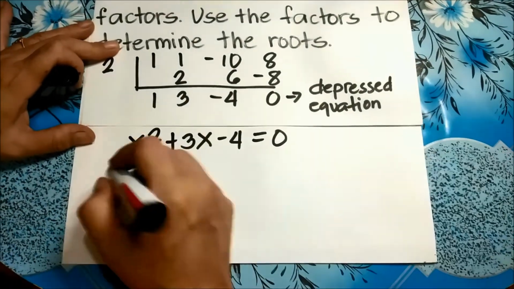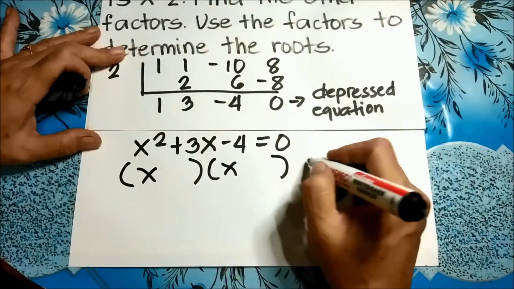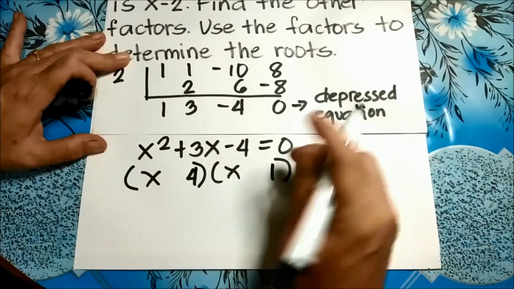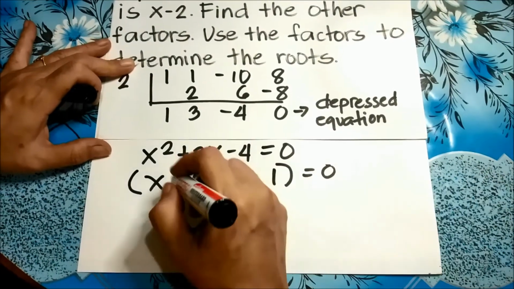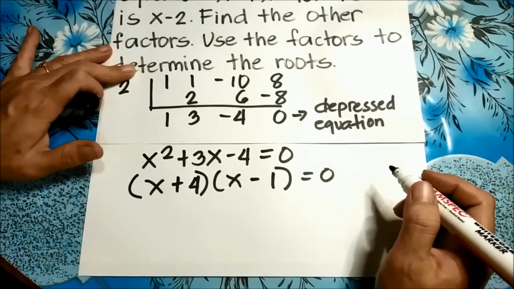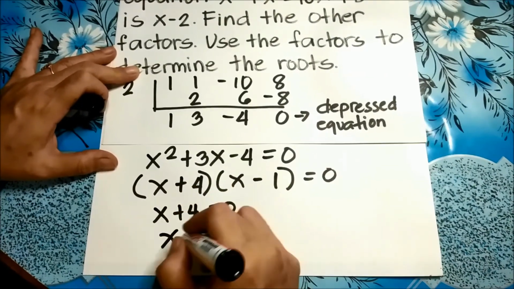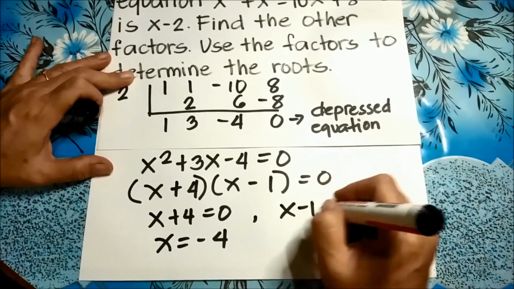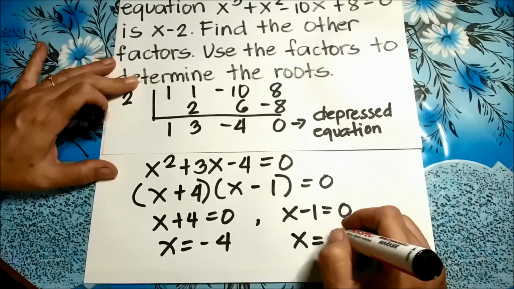So let us factor completely. So we have here x and x equal to 0. So we have 4 and 1. So 4 minus 1 will get 3. But the sign of 3 is positive. So we put positive here, and this one is negative. Therefore, the other factors are x plus 4 equal to 0, or x is negative 4. On the other side, we have x minus 1 equal to 0, and x equals 1.